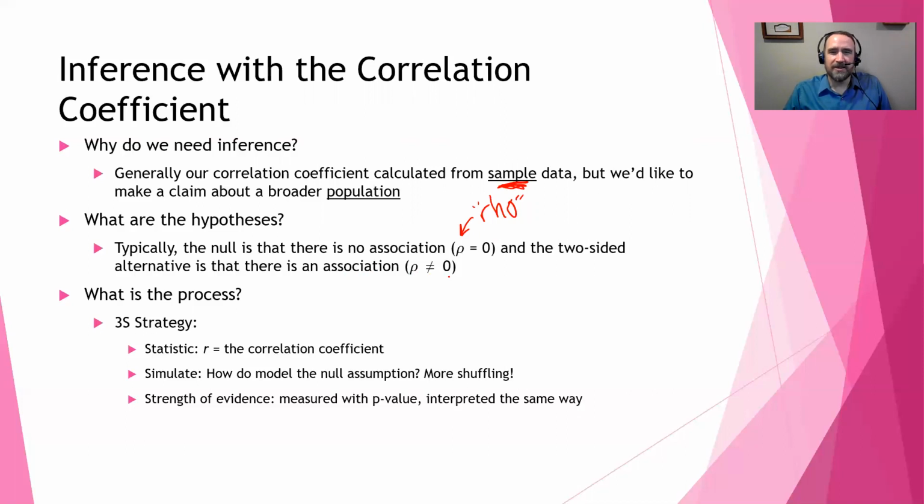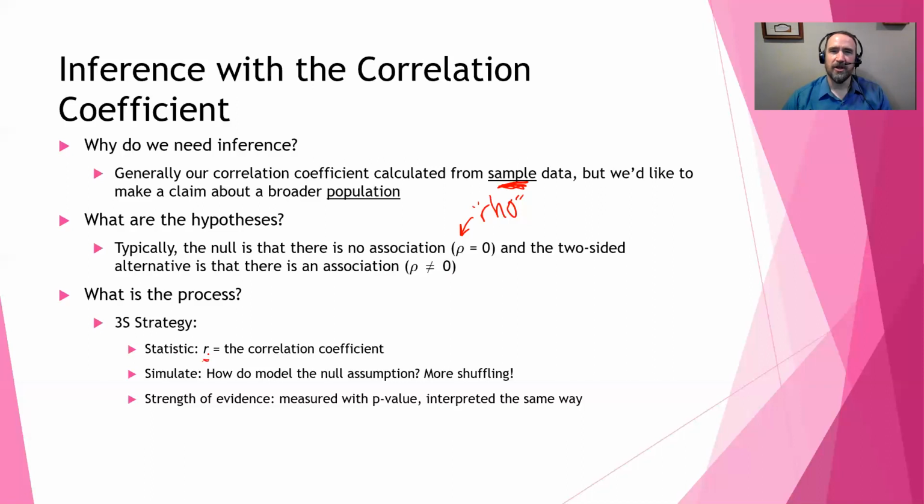What's our process? Good news, folks. It's the same process we've used all along for doing a simulation-based approach. It's the 3S strategy. We're going to calculate a statistic. That statistic is r, the correlation coefficient, from our sample. Then we'll simulate, and we need to model the null assumption somehow with our simulation. The way that we're going to do that is with more shuffling.